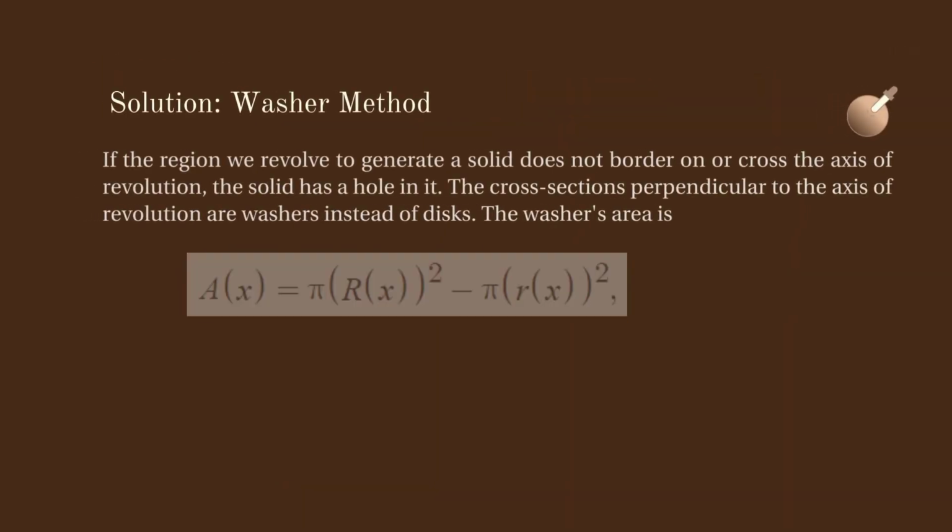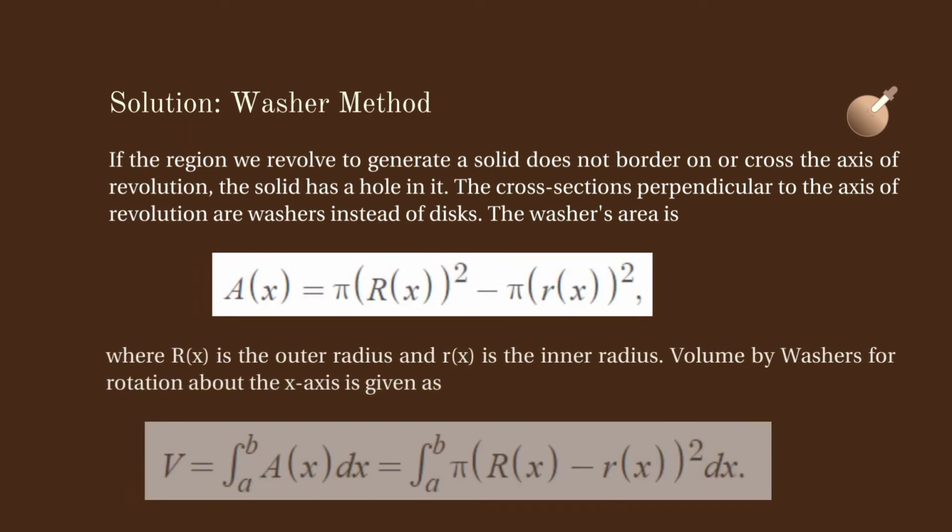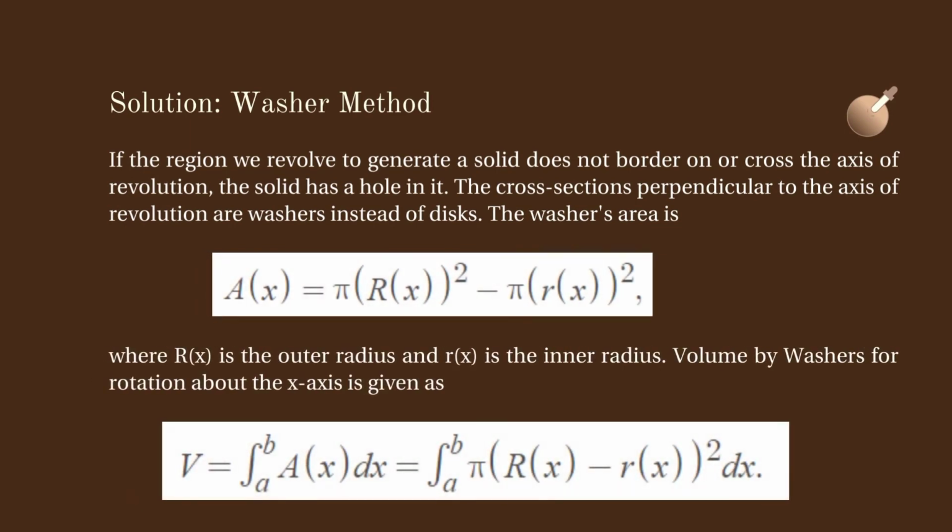If the region we revolve to generate a solid does not border on or cross the axis of revolution, the solid has a hole in it. The cross sections perpendicular to the axis of revolution are washers instead of disks. The washer area is A of x equals pi R of x squared minus pi r of x squared, where capital R of x is the outer radius and small r of x is the inner radius.